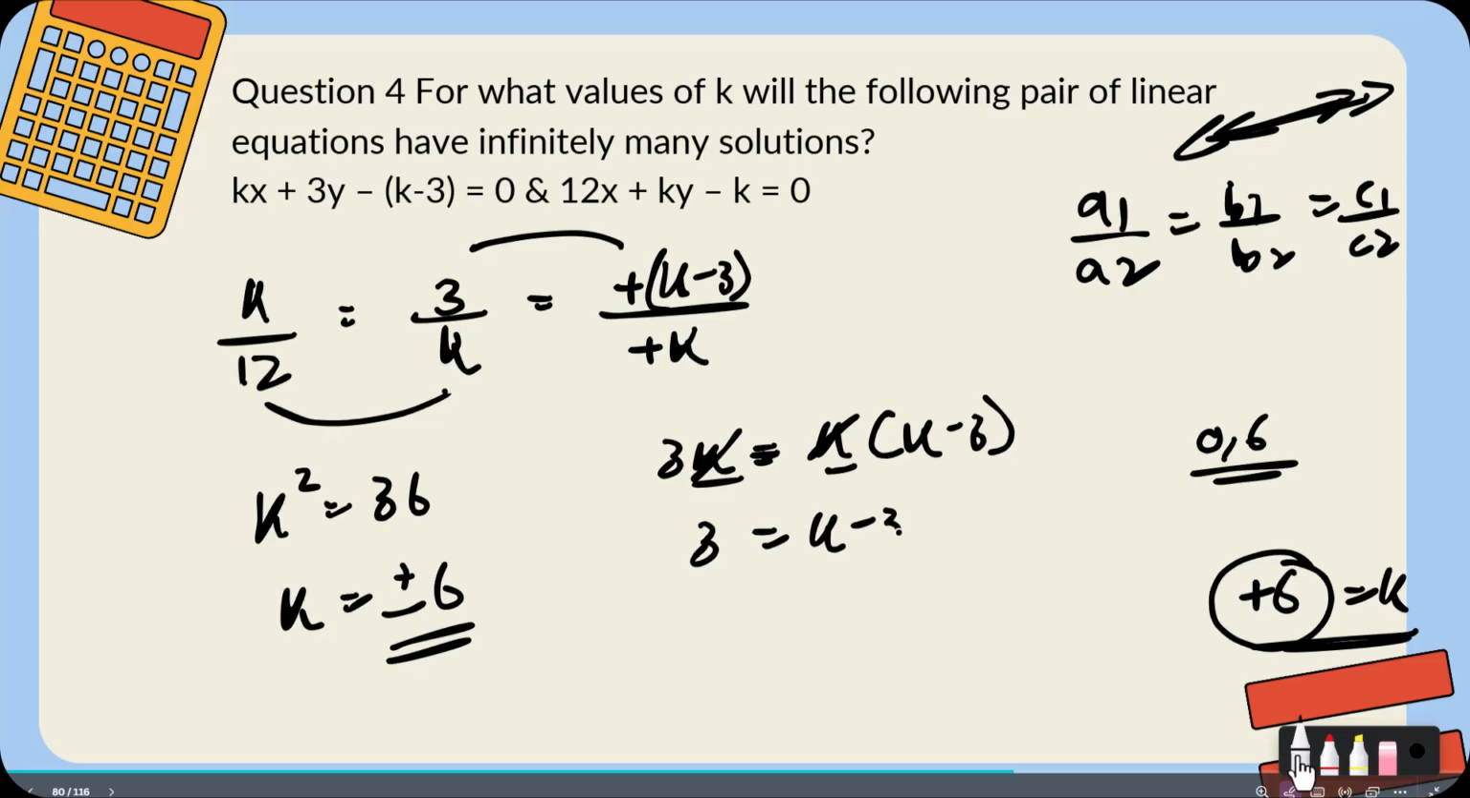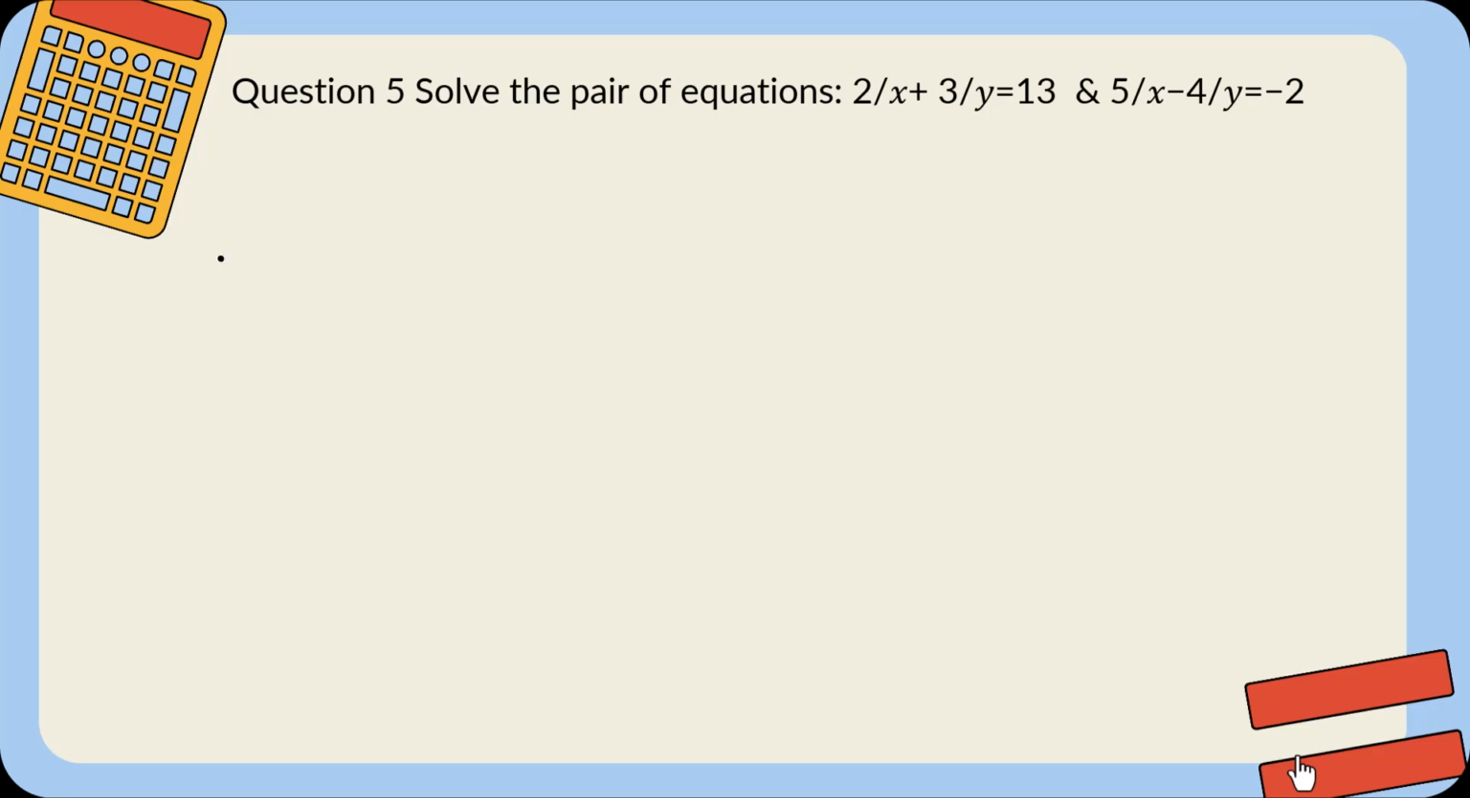Now what if I do it by cancellation? k and k will cancel. 3 is equal to k minus 3. k is equal to 6. So k is equal to 6 is the common answer. Both ways are right. Okay. Now let's see the next question.